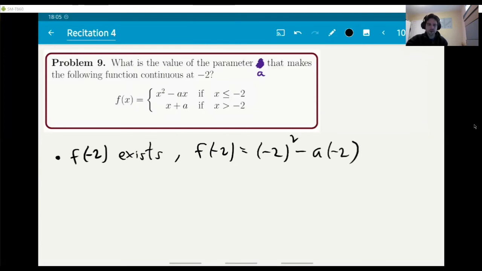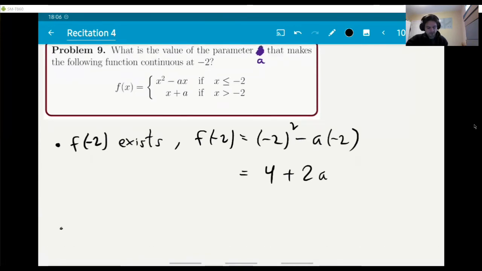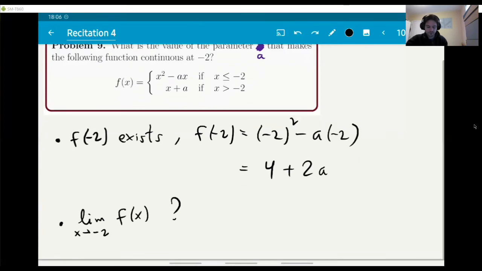So I'm plugging in -2 for x. This will be 4 minus minus, so plus 2a. That's f of -2. What about the limit? Does that exist? Well, this is a piecewise defined function where the break happens exactly at this number, -2. We need to analyze this from both sides.